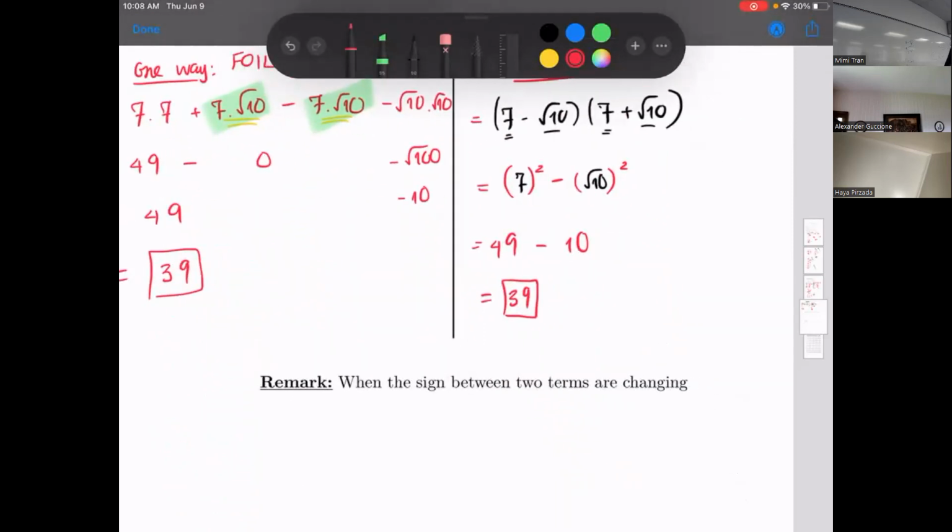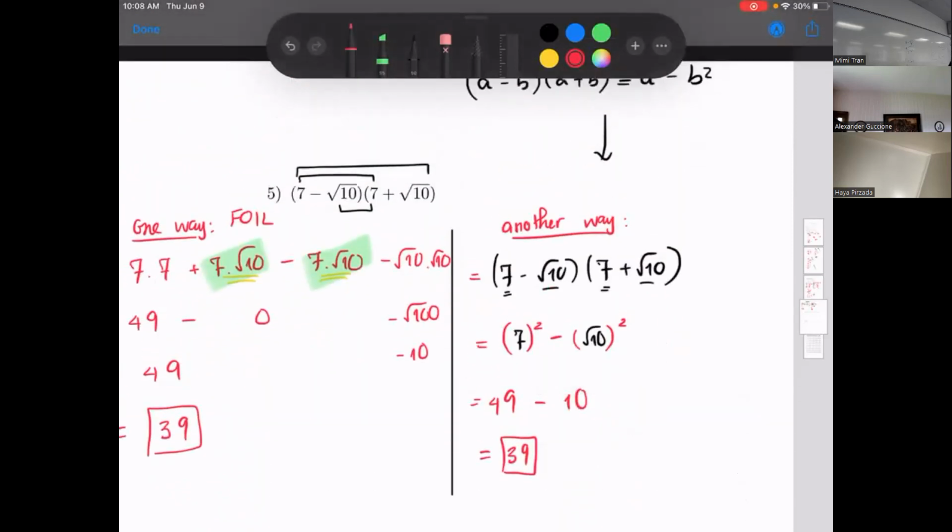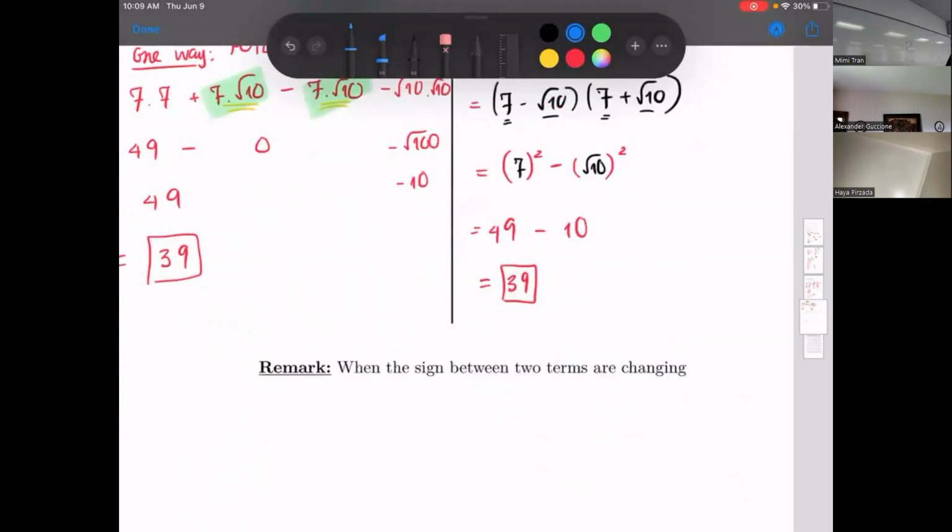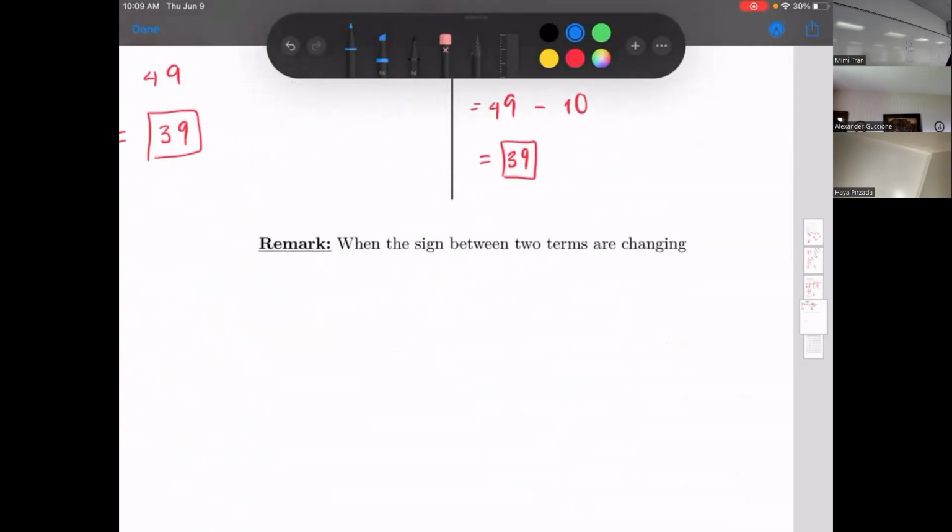Okay, the remark here is this thing called the conjugate. So this right here, they call the conjugate. What does conjugate mean? It means everything is the same except for the sign in the middle. Conjugate is spelled like that. So when the sign between two terms is changing, we call it conjugate.